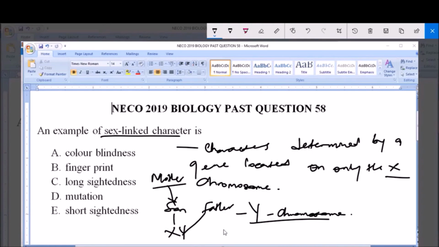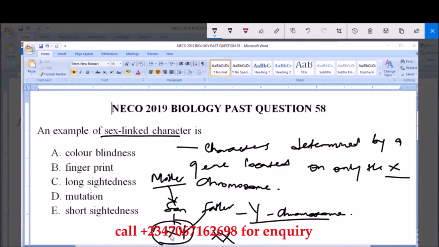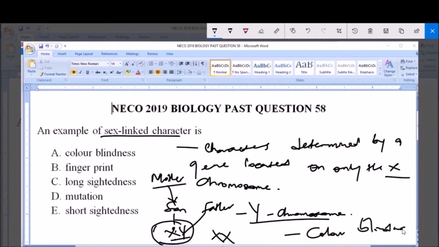Now for the female, they have the XX, while for the male it is XY. So even if this sex-linked trait is recessive, because it is on this X chromosome, it will manifest in the son. And that is why sex-linked traits are actually determined by this X chromosome. An example of sex-linked traits includes color blindness and hemophilia.